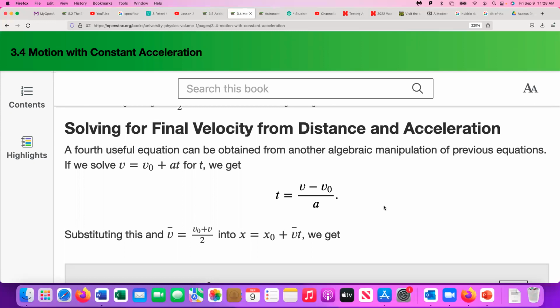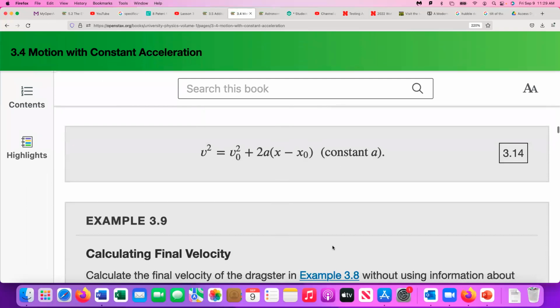Then there's one more thing we can do. We can take our velocity equation, solve it for time, and then plug that and our average velocity equation into the first equation, our equation for position. If we put all those together, we get this fairly complex equation, but it's useful because it can tell us the final velocity if we know the initial velocity, the acceleration, and the distance traveled. We don't even have to know time for this equation, which is really nice. And this again assumes we have a constant acceleration.